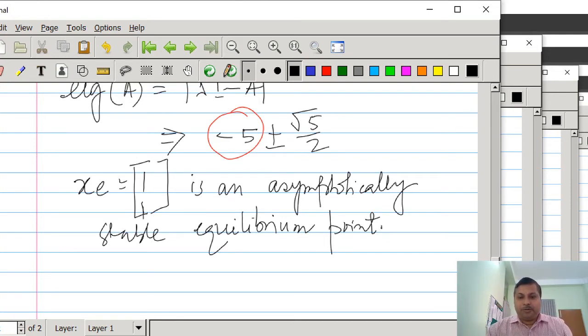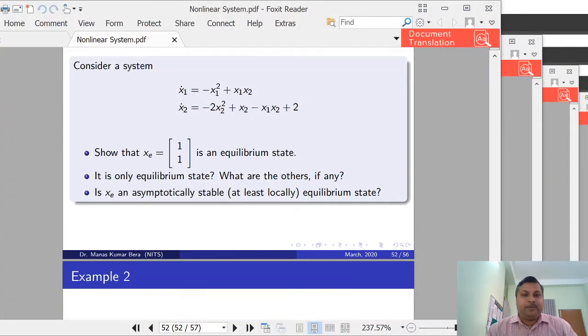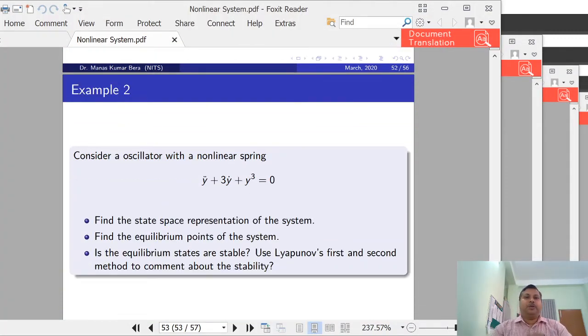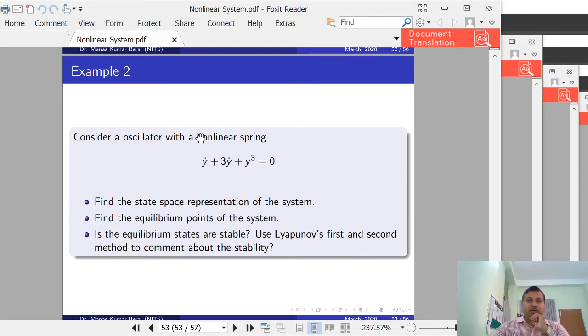Now we are going back to the slide and we will go for example 2. Example 2 is also very interesting. You see, it is also a nonlinear system, a third order nonlinear system, which you can consider as a nonlinear spring. You see the spring term, a nonlinear term is there, y cube. Find a state space representation of the system. Find the equilibrium points of the system. Are the equilibrium states stable? Use Lyapunov first and second method to comment about the stability.